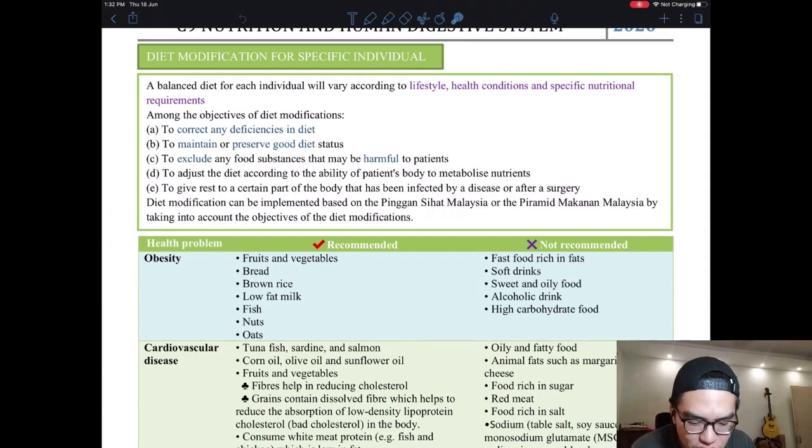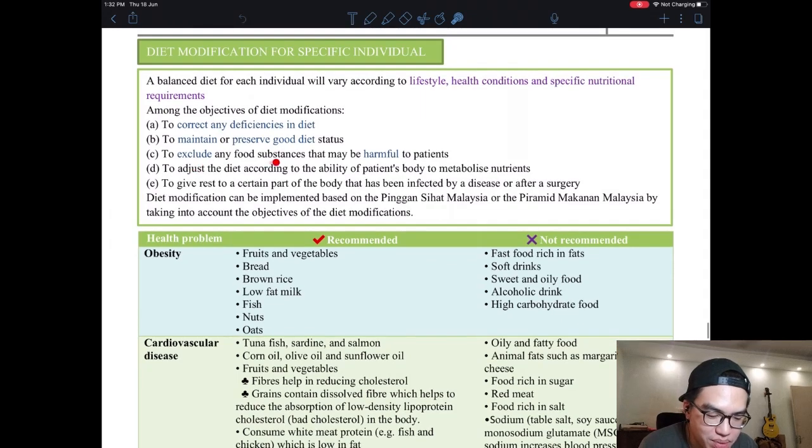So among the objectives of diet modification, why do we change some people's diet? Why do we modify them? Number one, to correct any deficiencies in diet. Some people lack something or they need certain things more than others. And then maintain and preserve good diet status. Exclude any food substance that may be harmful to the patient. This is especially important. Let's say you're allergic to some food or a certain health condition doesn't allow it. And then to adjust the diet according to the patient's body's ability to metabolize nutrients.